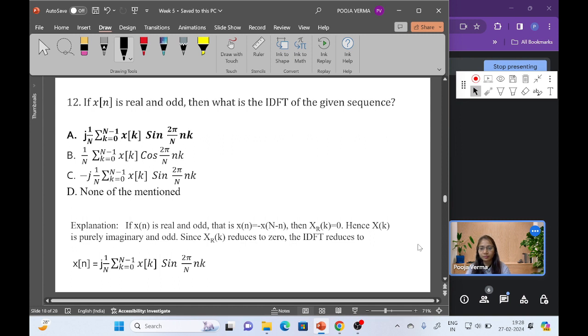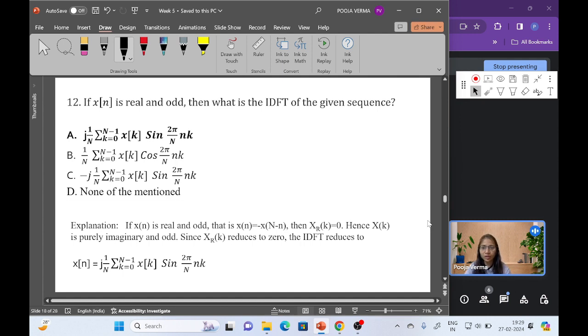So here we will get this sequence: x[n] = j 1/N summation k = 0 to N-1, X[k] sine(2 pi/N kn). Already we have seen in the previous one the real part and imaginary part. If the real part is equal to 0, then we will get this one only.